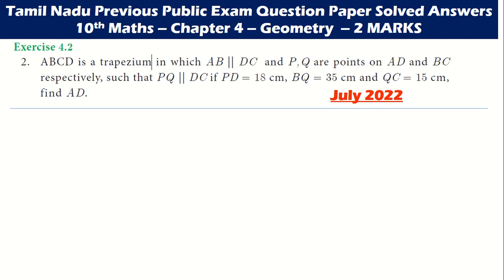ABCD is a trapezium in which AB is parallel to DC and P, Q are points on AD and BC respectively such that PQ is parallel to DC, PD equal to 18 centimeter, BQ is equal to 35 centimeter and QC is equal to 15 centimeter and find AD என்றாங்க.